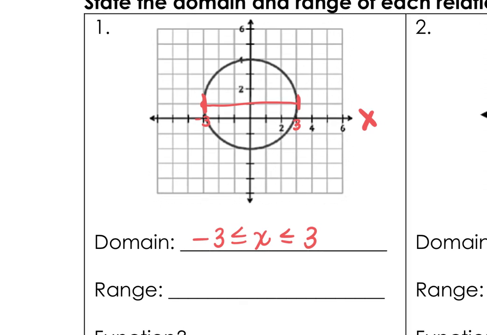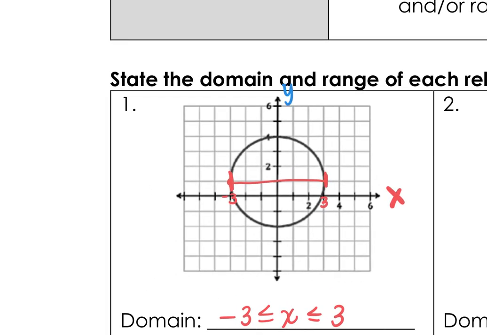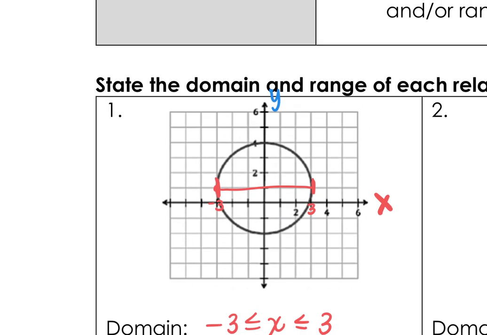So that's the y-axis. So now with the y values, we're looking bottom to top. So we've got the bottom of the circle down here, and we've got the top of the circle up here.